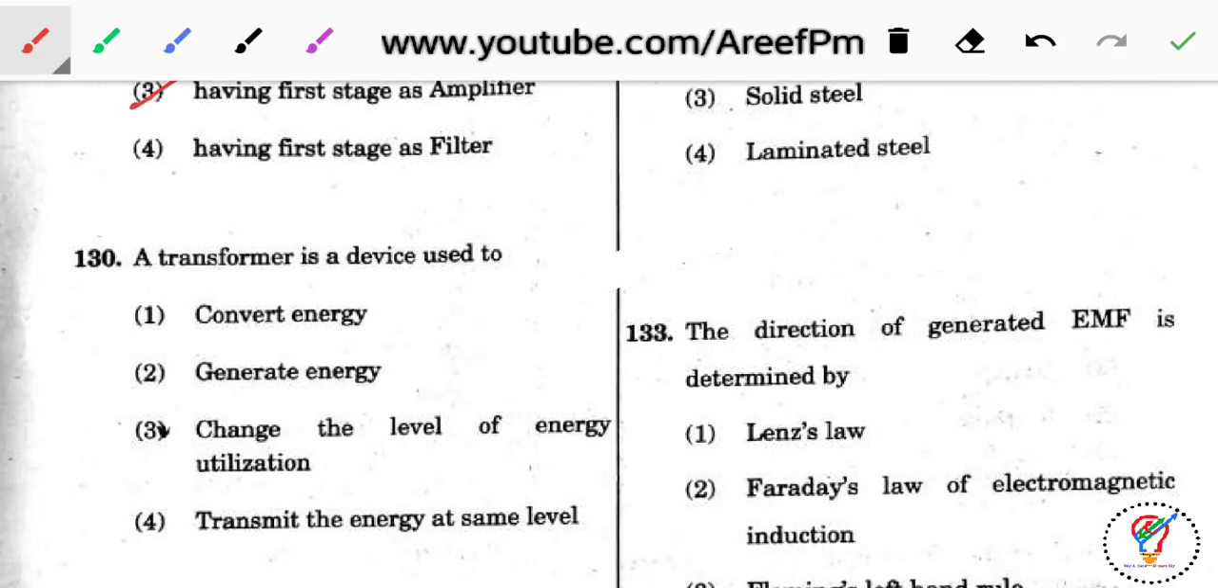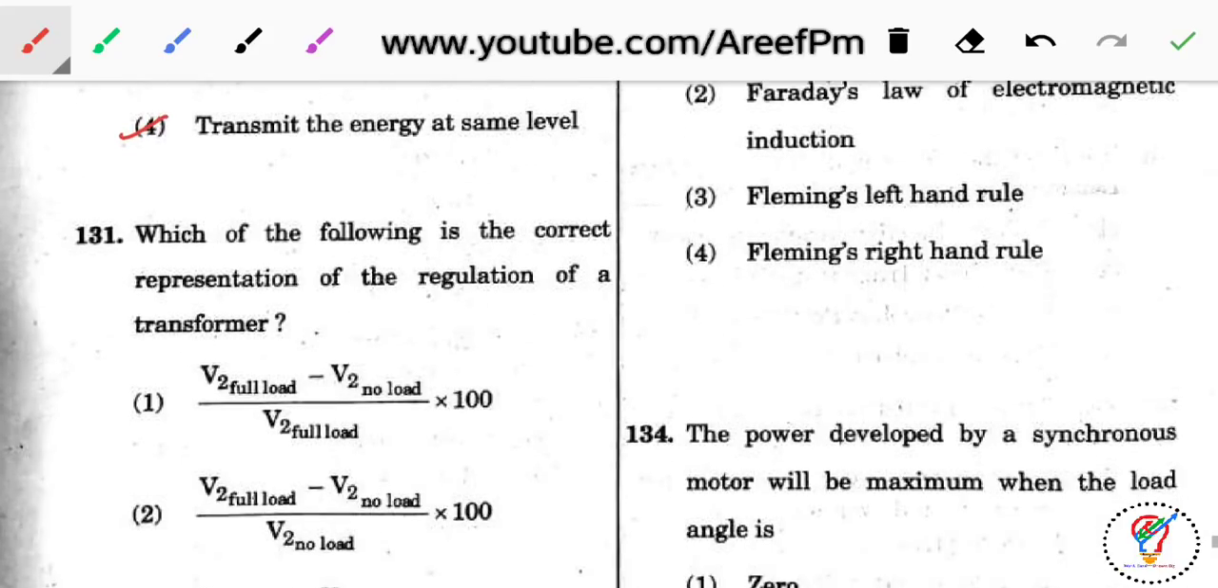A transformer is a device which is used to change the level of energy utilization. So change the level of energy utilization, it is to transmit the energy at the same level, because a transformer is a constant power device. Next, 131.